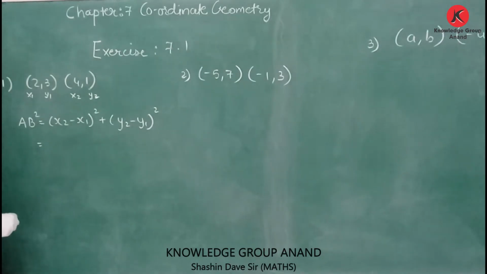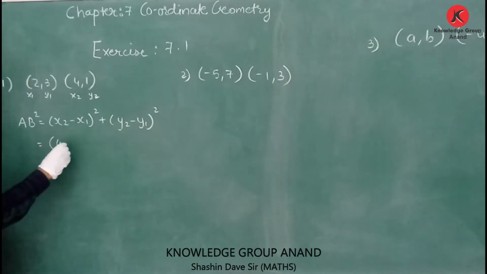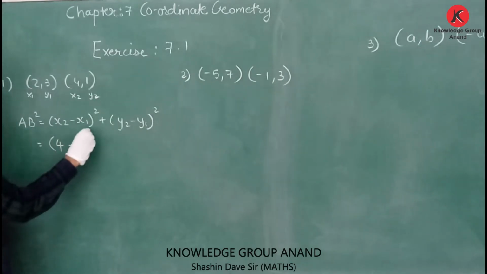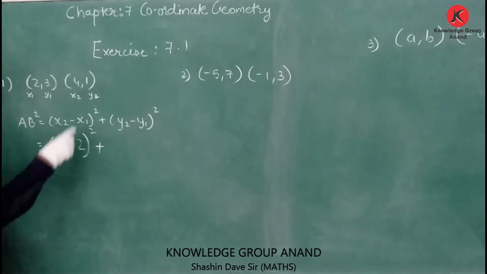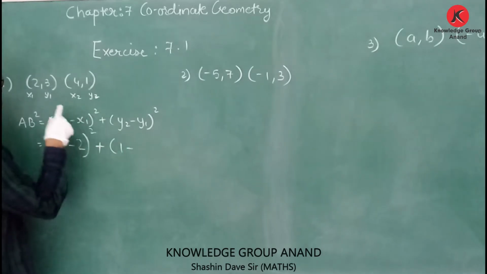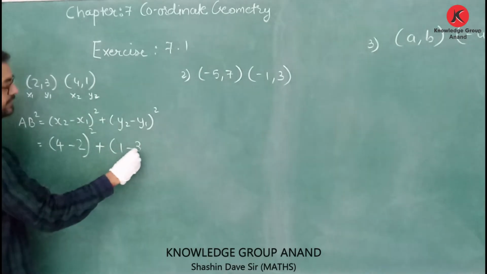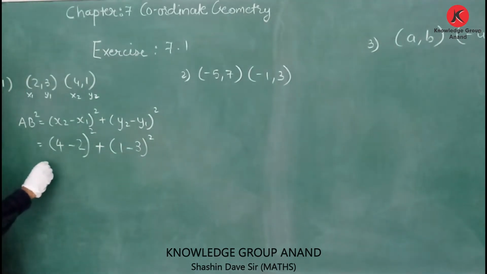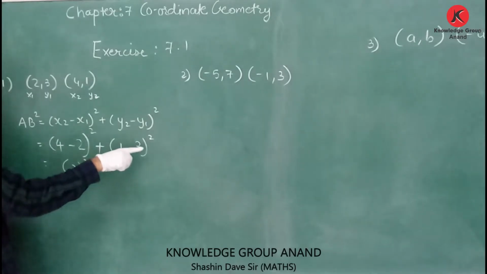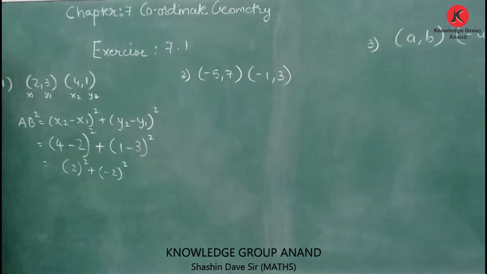Now let us put the values. x2, what is the value of x2? x2 की value है 4 minus x1, x1 की value है 2 whole square plus y2 is 1 minus the value of y1 is 3 whole square. So 4 minus 2, that is 2 whole square plus 1 minus 3 is minus 2. So here I have minus 2 whole square.